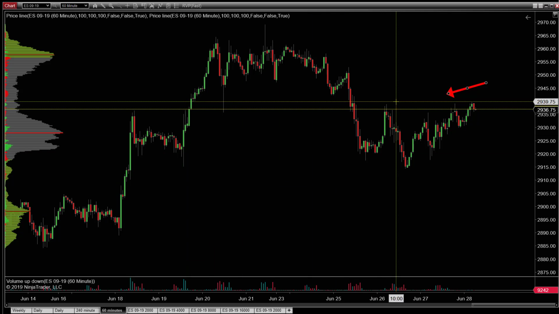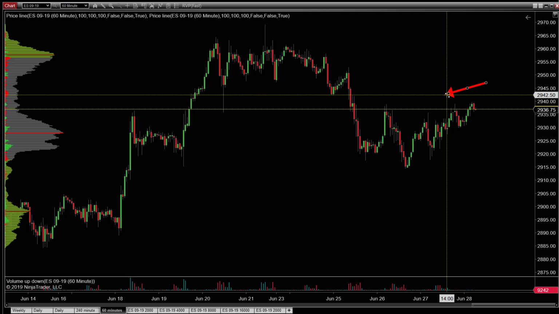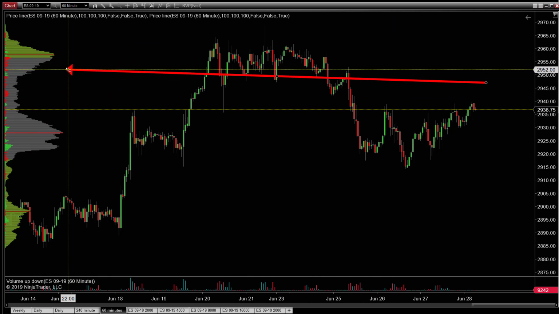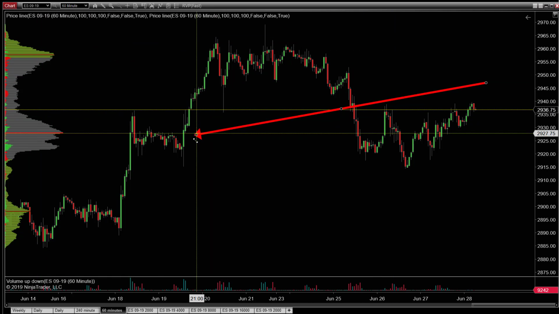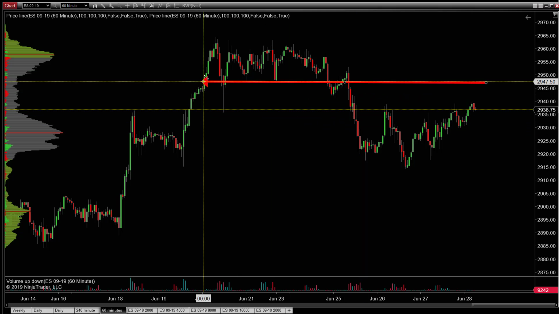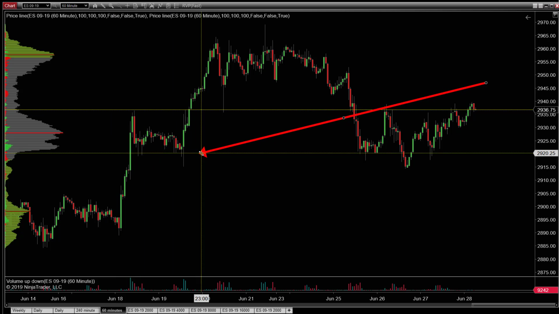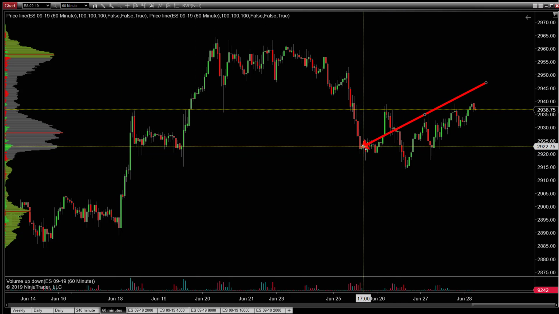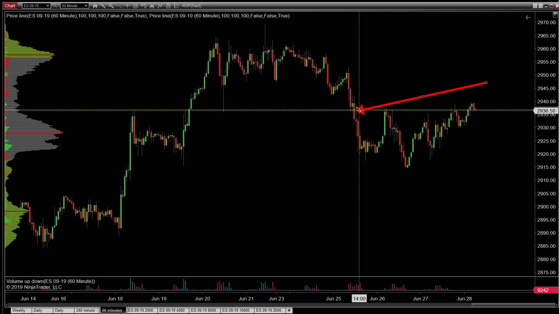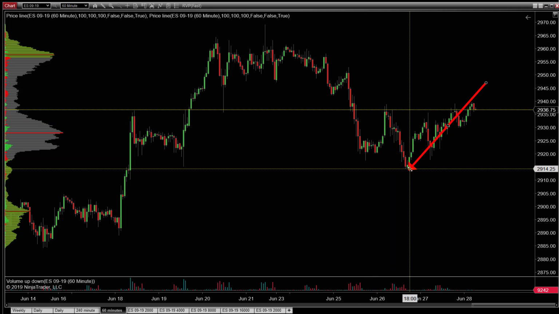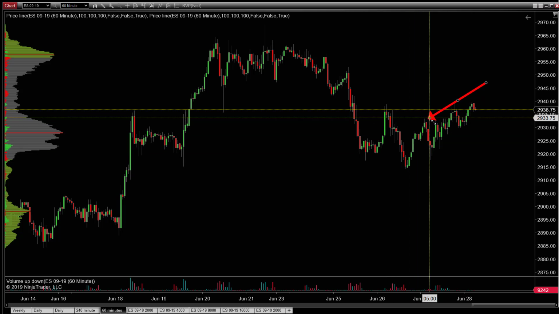Looking at the 60-minute real quick, so we get more fidelity here. You've got a volume node right here. You can see it on the profile. You've got a thin area. You see the thinness right here. And then you have a profile down here that you started building, and then we traded into it. We tested the top of it, and then we're testing the bottom of it and getting a good bounce off of it.